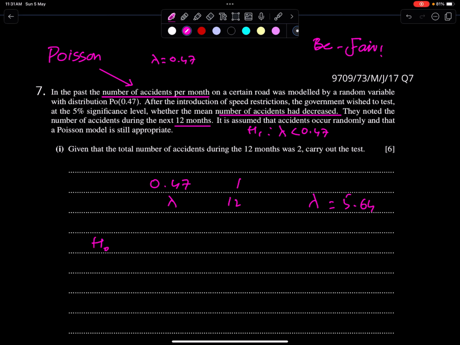So H naught is lambda 5.64, H1 lambda is less than 5.64. You can write lambda had decreased. Here you can write lambda had not decreased, or you can write lambda is 5.64. You have both the options.